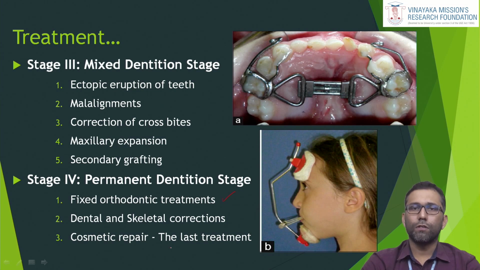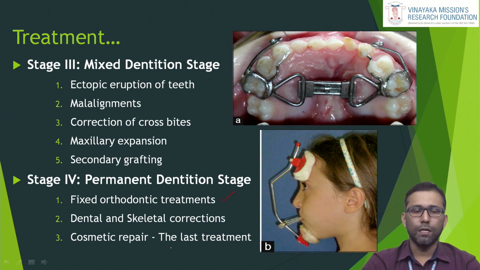The last is cosmetic correction. This is done only after all the grafting procedures, the palatal correction and the lip corrections, everything is done. The cosmetic repair is done during the last treatment, and it is usually done with the help of a plastic surgeon or an oral surgeon.